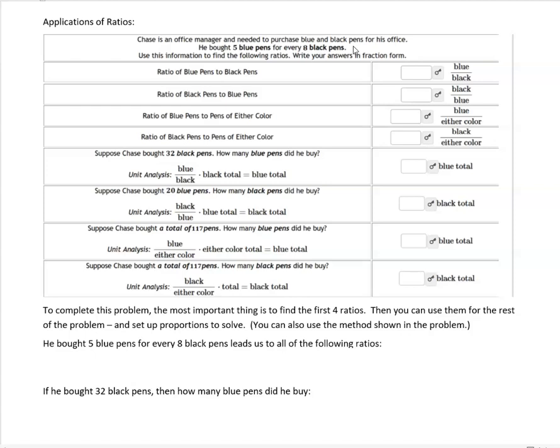The important thing to complete this whole problem is to find these first 4 ratios. Once you find those, the blue to black, black to blue, blue to total, black to total, you can use those to solve every other problem in here using a proportion, or you can use the method shown. I'll show you 2 of these problems and use both a proportion and also the method that they show. I think you'll see it's just a matter of plugging numbers in.